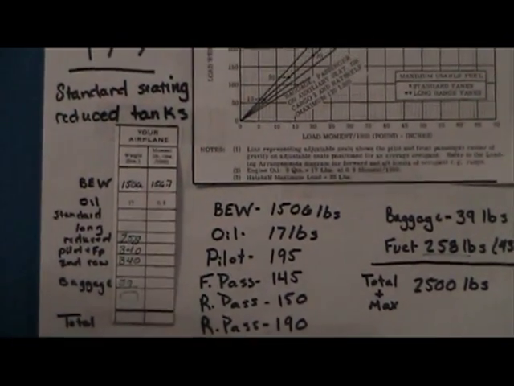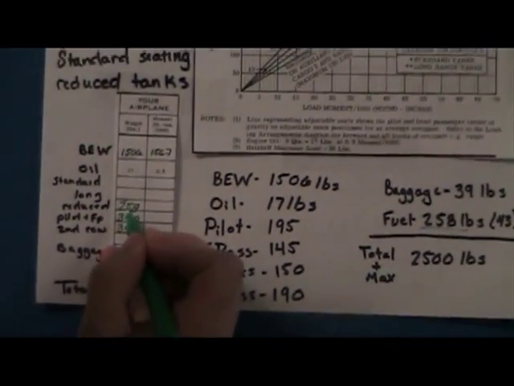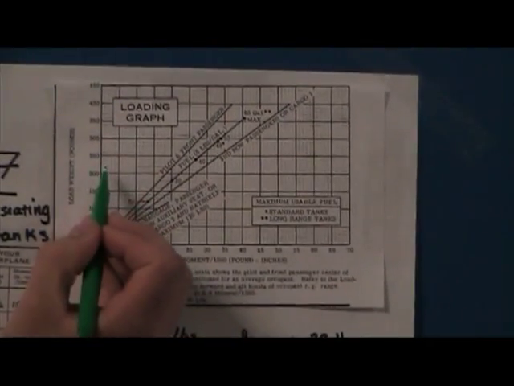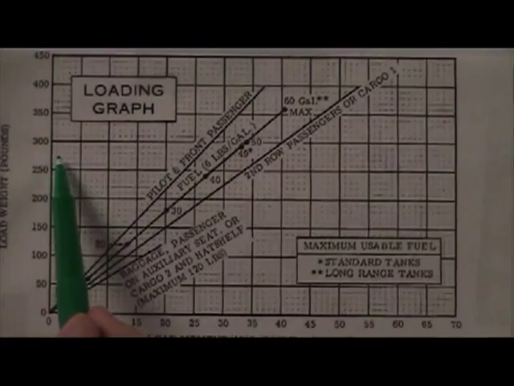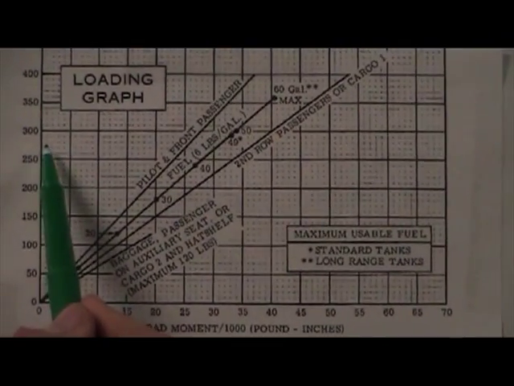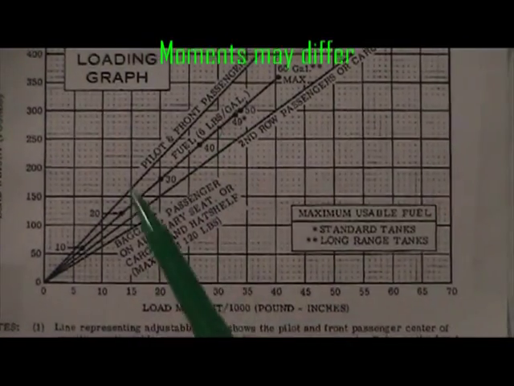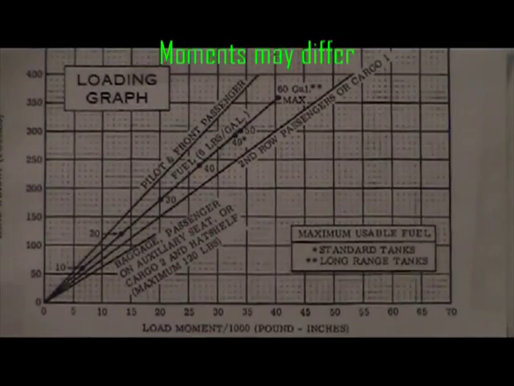We must then find the moments for our pilot, fuel and baggage. We do that by taking the weight in pounds, going up to 258 up here, going over until we hit the correct line, in this case the fuel line, and then we go down. When we do this, we get a moment of 28.9.